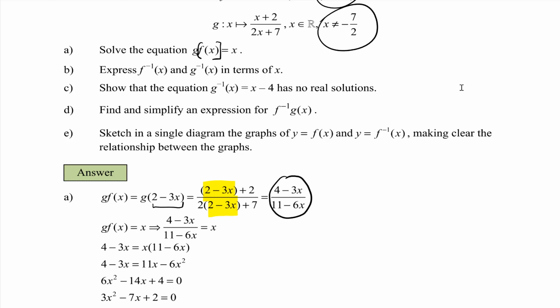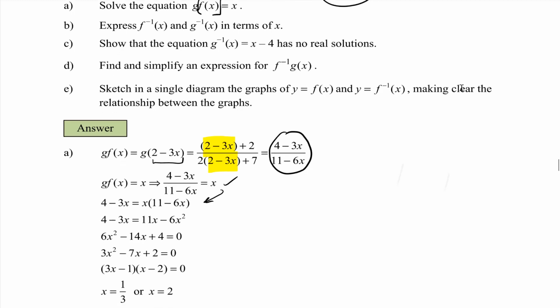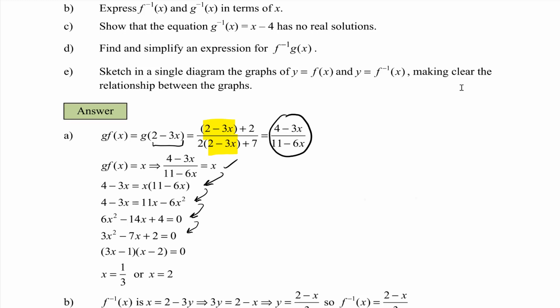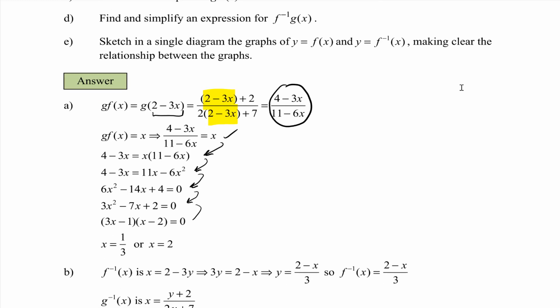So multiply both sides by 11 minus 6x, expand the brackets, we've got a quadratic equation, move everything onto one side equal to 0, divide both sides by 2 because we can, that's nice, and then factorise that quadratic. I can tell you that all of these, the quadratics will always factorise. You won't have to use the quadratic formula. So if you're good at factorising quadratics, this will help here in this example here in functions. And we get x equals a third or x equals 2.